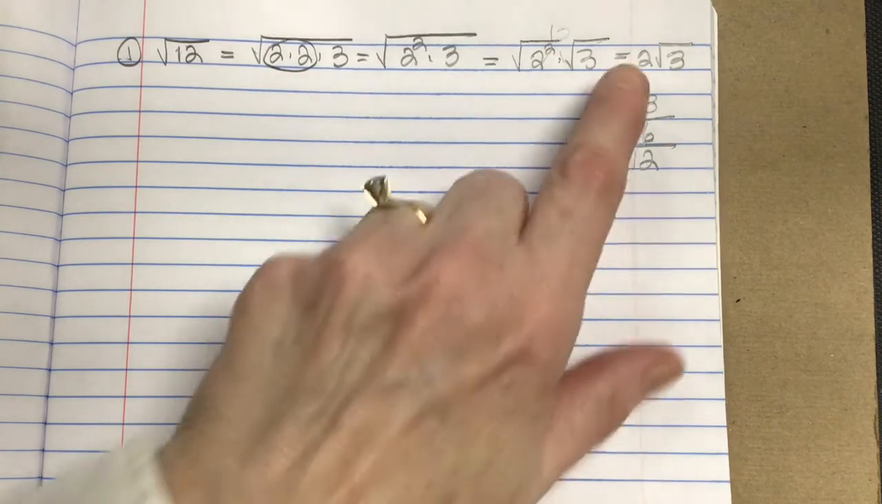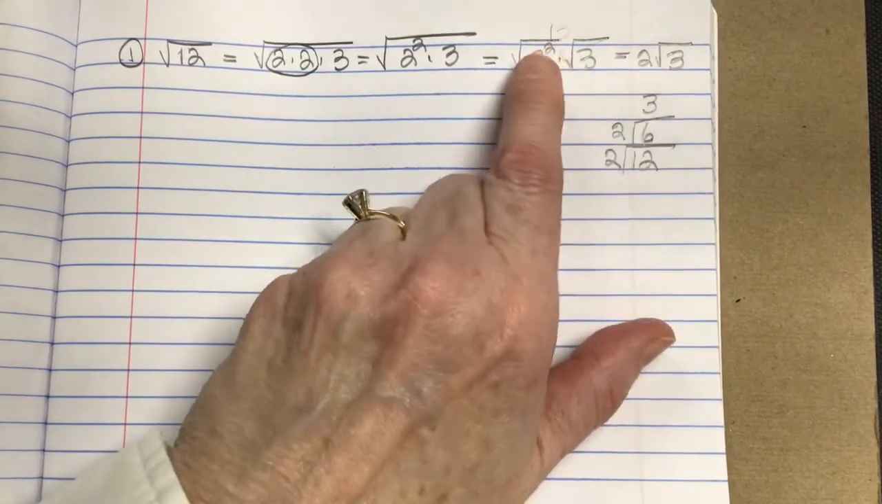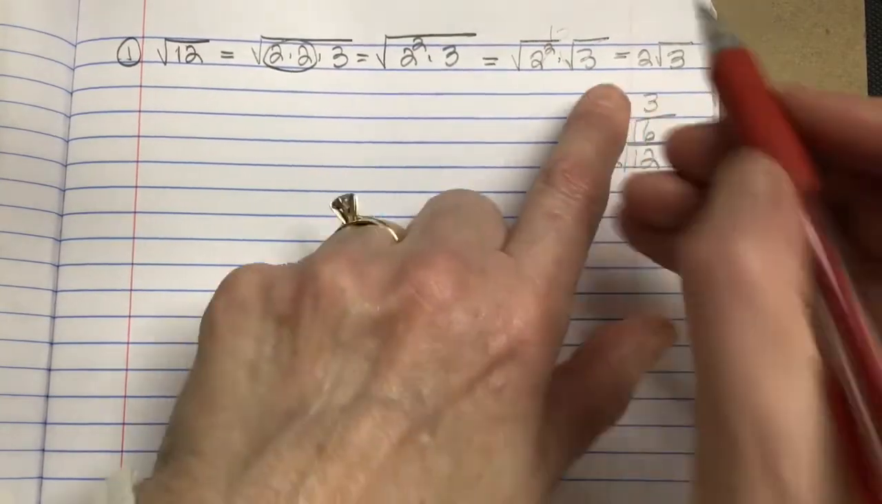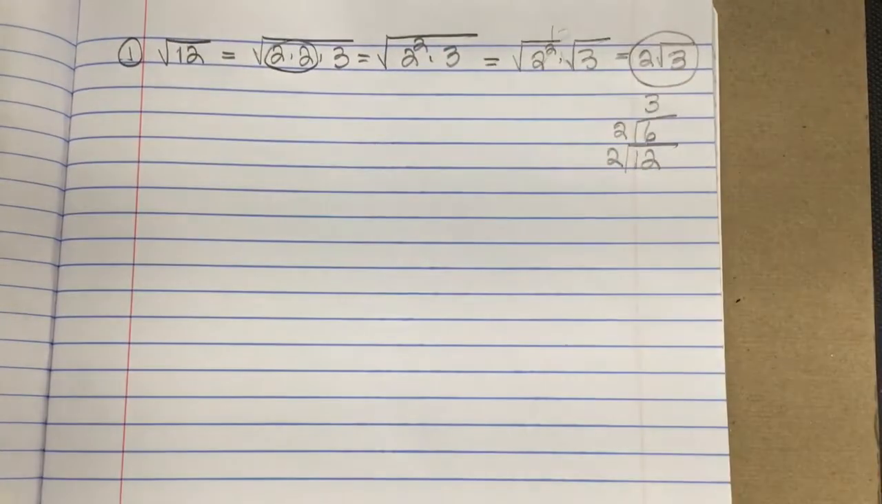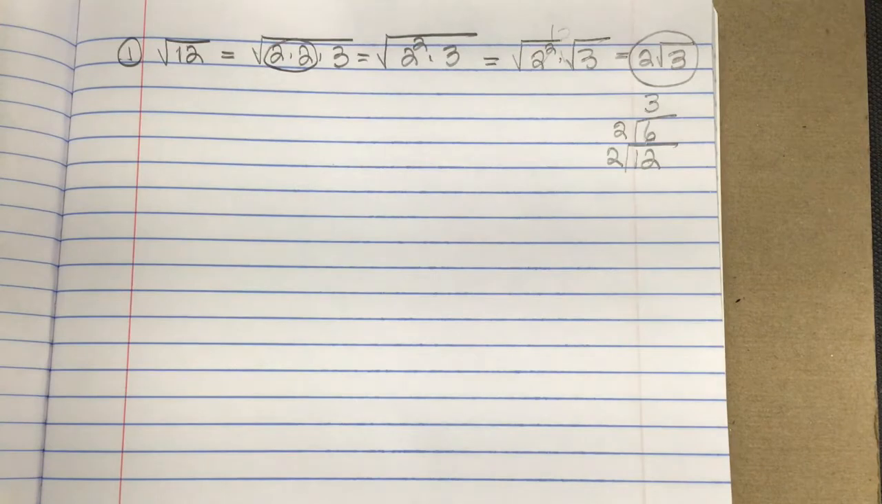So it's estimated. Now, that means multiplication. That means 2 times the square root of 3. And that is the simplified form of the square root of 12. And that's the way we do it in math classes. And they like to throw that onto the ACT.